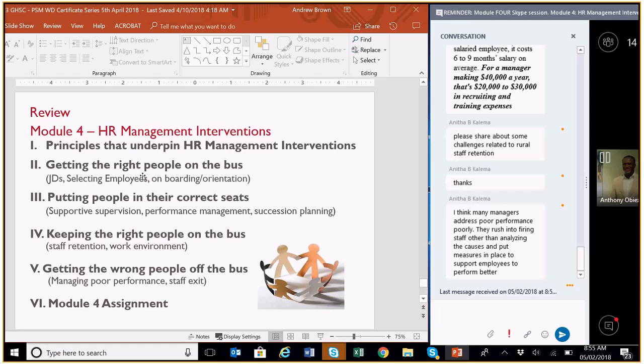So before we come back to the assignment to close, I just want to emphasize a couple of things. Today's overview was to help you think about HR management interventions. Again, to remind you that capacity development is much more than just training, and that this is thinking about the bus: getting the right people on the bus, putting people in the correct seats on the bus, keeping the right people on the bus, and getting the wrong people off the bus. All of these areas provide you with a comprehensive understanding of the standard systems and procedures that should be in place for human resources management to be effective.